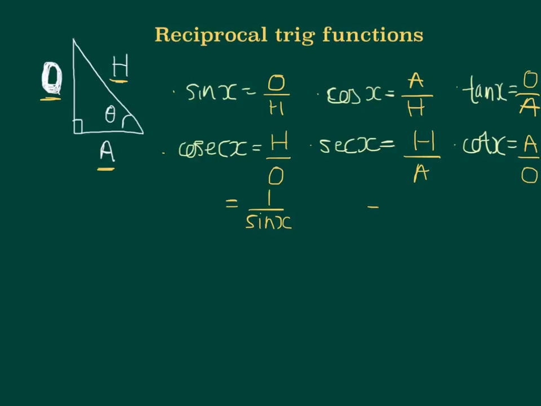Same here, sec x is 1 over cos x, because it's just that flipped upside down, and cot x is the same as 1 over tan x. So these are the 3 reciprocal functions. Cosec x is 1 over sine x, sec x is 1 over cos x, and cot x is 1 over tan x.